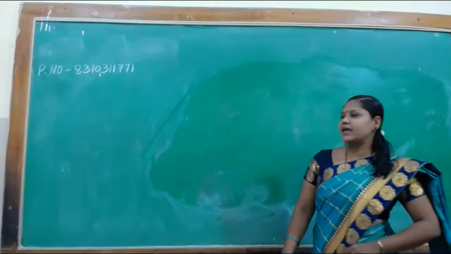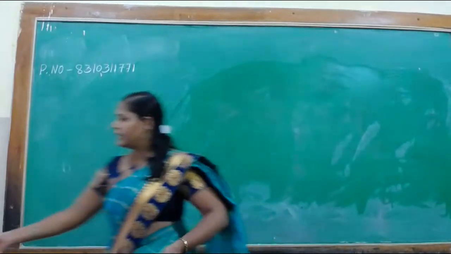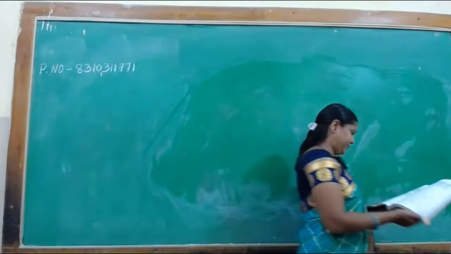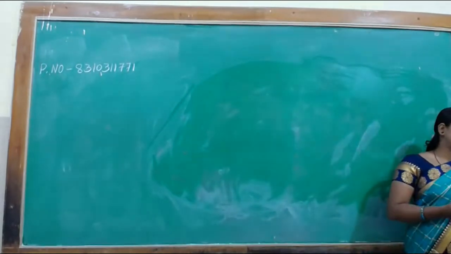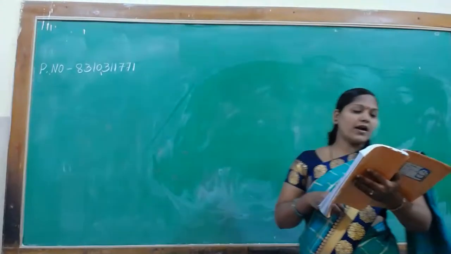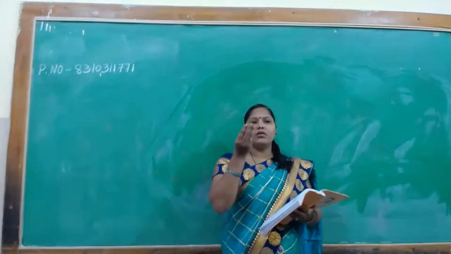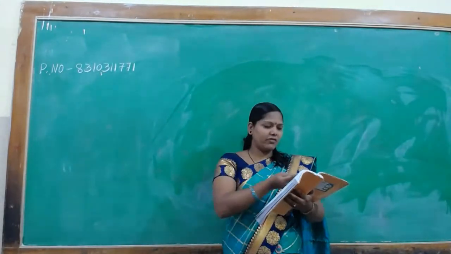See, students, yesterday I told you some activities in the textbook, page number 26. I said it is one of the ways: you have to read what they have given here, means how is the joint family and how is the nuclear family. Here my story is there.